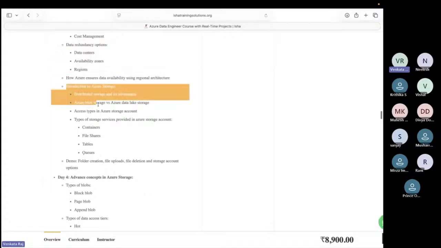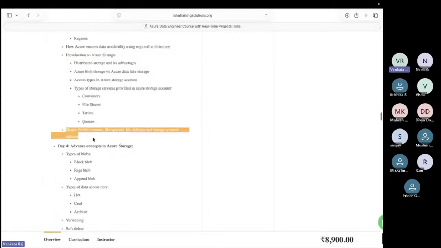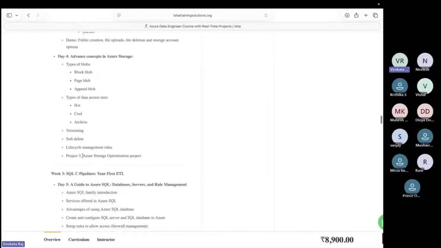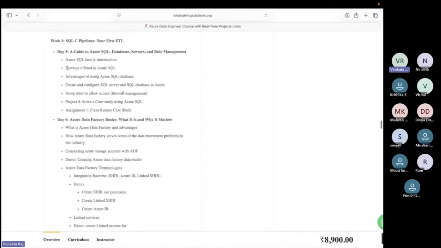Then we will introduce ourselves to Azure storage. We will do certain demos within the Azure storage. And then later we will continue with the Azure storage and we will do a project. Now, in this project, we are going to build a data lake and we will try to optimize it by creating some policies, by creating some tiers, right? We will use all of the concepts that we have learned and we will see how we can reduce the cost here.